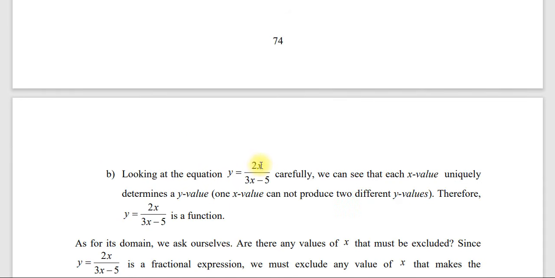b. Looking at the equation y equals 2x over 3x minus 5 carefully, we can see that each x value uniquely determines a y value. One x value cannot produce two different y values.